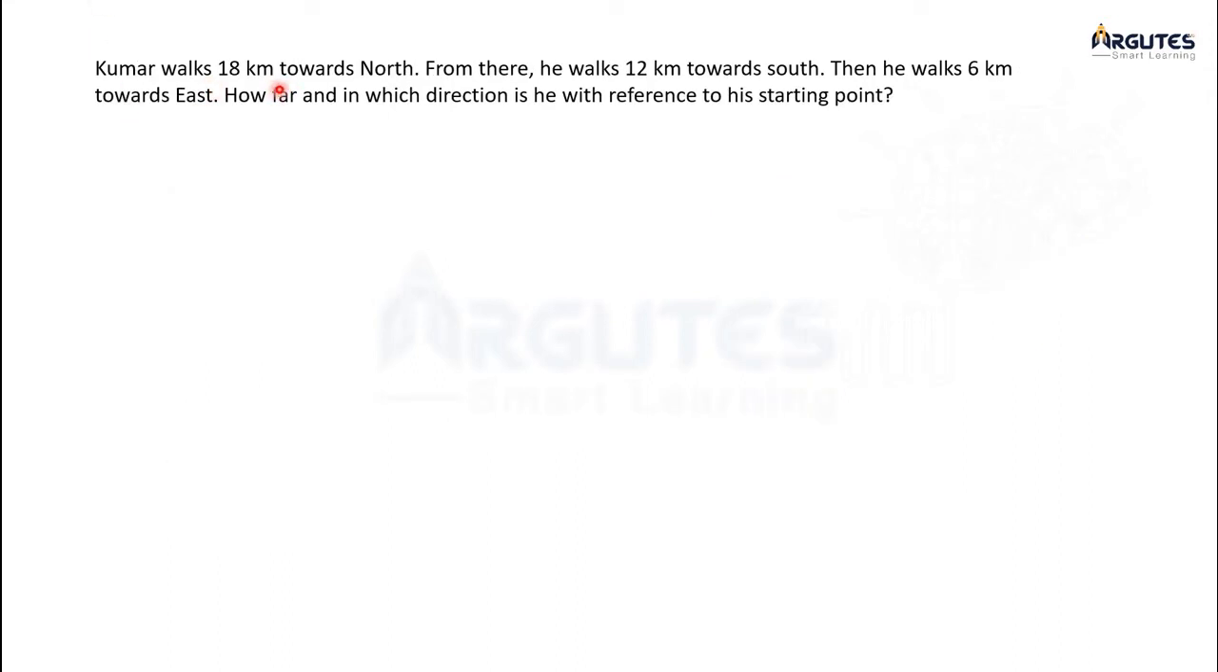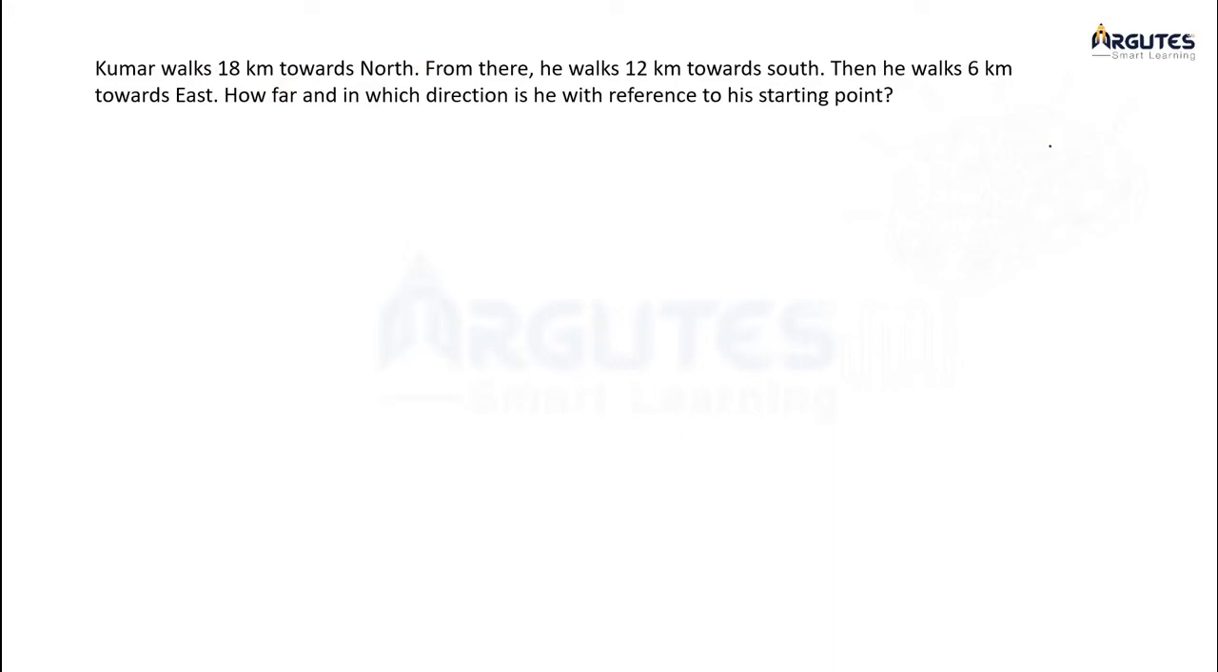Kumar walks 18 km towards north. From there he walks 12 km towards south. Then he walks 6 km towards east. How far and in which direction is he with reference to his starting point? Now we will trace the path. So at first what they have given is Kumar walks 18 km towards north.